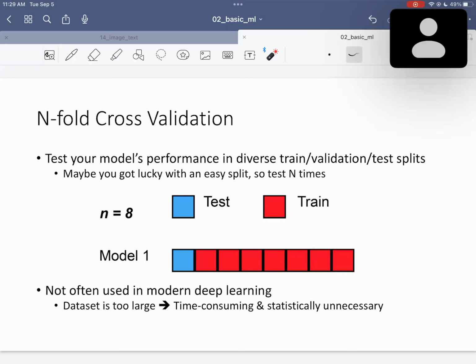Is there an ideal ratio or commonly used ratio to split data? No, not really. Usually we use something called 8 to 1 to 1, 8, 1, 1. If your data is 10, then we split it to 8, 1, 1. So this is your train, this is your validation, this is your test set. But there's no fixed rule.